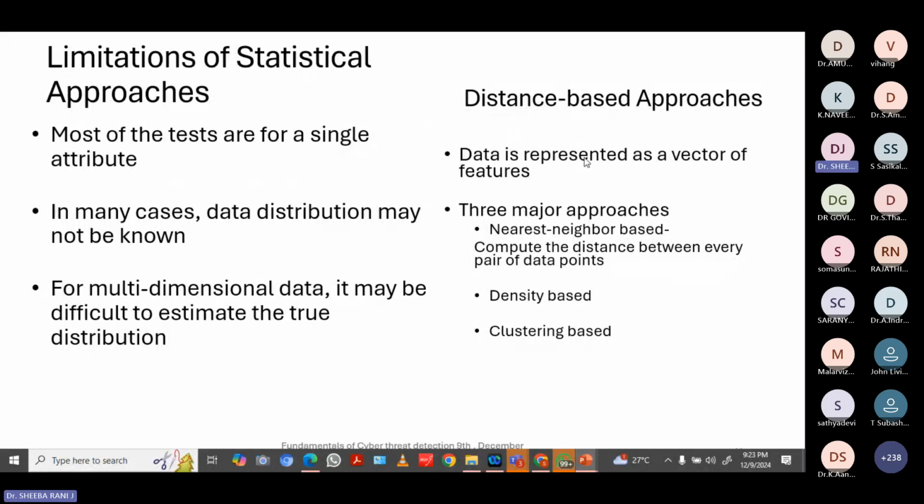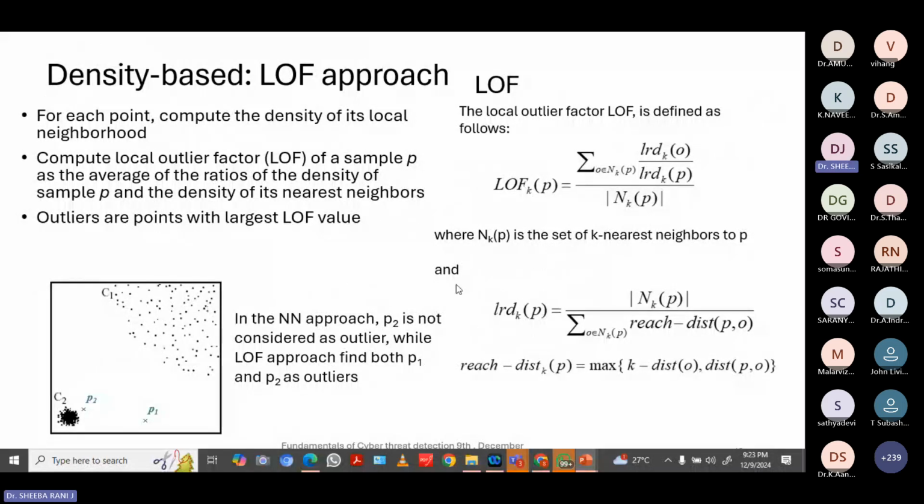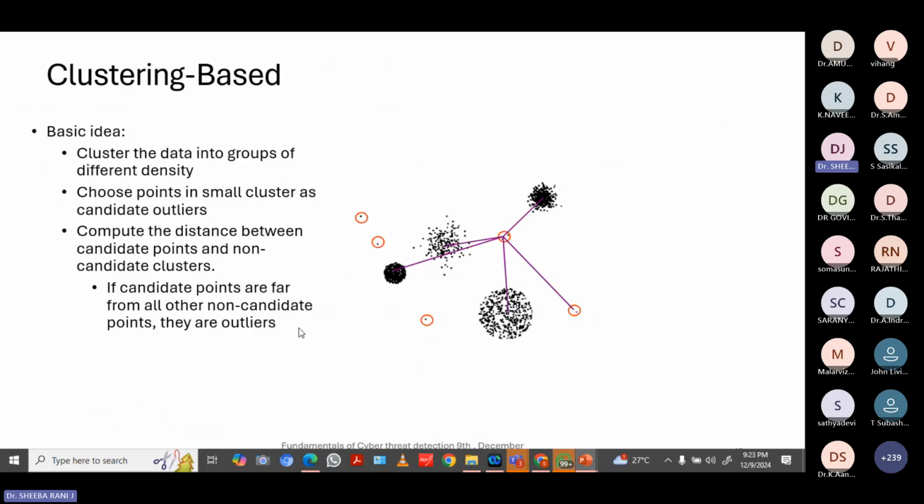The distance-based approach is another method. A one-to-one distance metric is calculated, and where there is a difference, we use that. There are 3 major approaches: nearest neighbor method, density-based method, and clustering-based method. Limitations of the statistical approach: most tests are on a single attribute. In many cases, the data distribution may not be known. For multi-dimensional data, it may be difficult to estimate the true distributions. Now, this is the nearest neighbor approach. Next, the cluster-based approach.